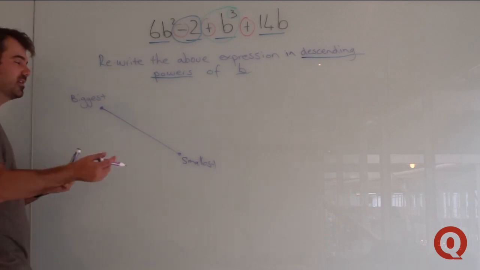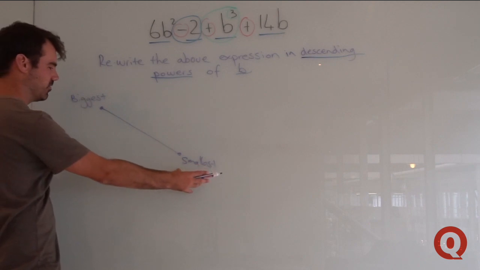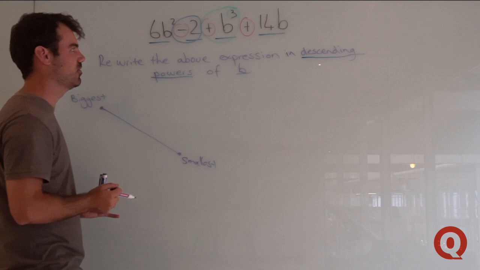Ascending would be the opposite. Ascending is when you're climbing up from the smallest to the biggest. So you start with the smallest, end with the biggest. That's ascending. Descending is starting with the biggest, going down to the smallest.